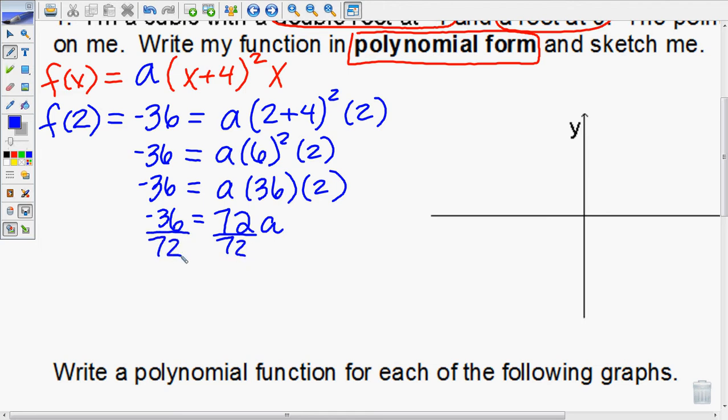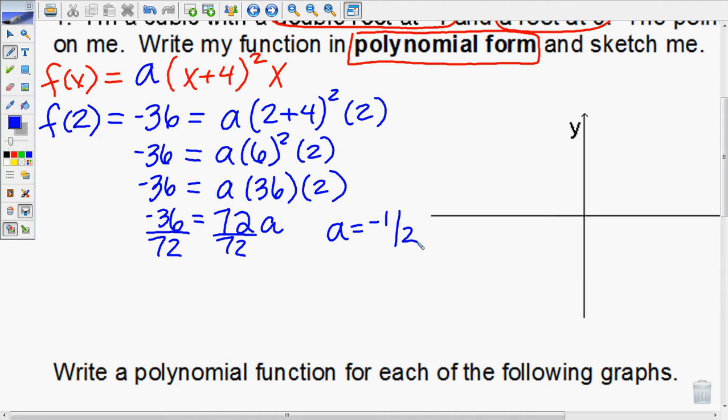Okay, so negative 36 divided by 72. What's the relationship between 36 and 72? Negative 1/2. Okay, 36 is half of 72. So therefore my A, with the 72, is it a negative or is it a positive? The 72 is positive. Are you sure? Wait, no. So it's going to end up being negative 1/2 because I have a negative 36 and a positive 72. You see it?